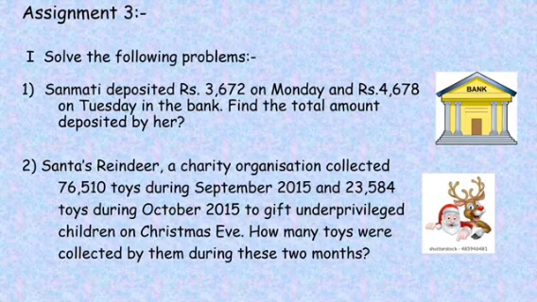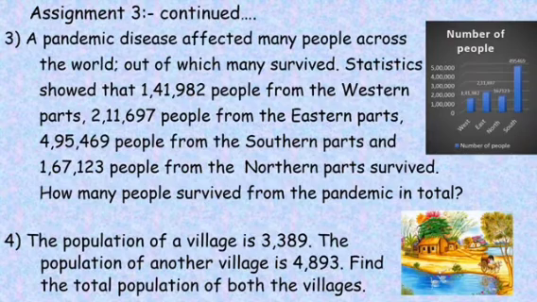So you have to solve in the similar manner, and we still have 2 more problems. A pandemic disease affected many people across the world, out of which many survived. Statistics showed that 1,41,982 people from the western parts, 2,11,697 people from the eastern parts, and 4,95,469 people from the southern parts and 1,67,123 people from the northern parts survived. How many people survived from the pandemic in total?